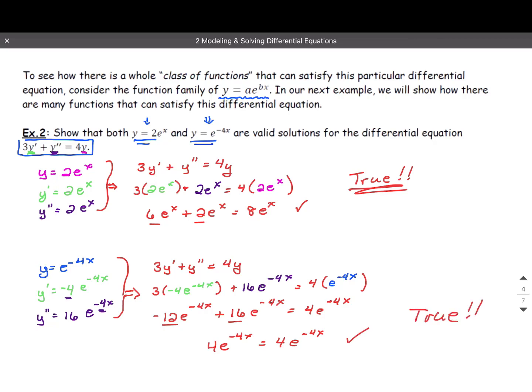This is a solution. So if you're asked to verify, all you have to do is find the correct number of derivatives that you need for your differential equation and substitute. It's just like checking when you solved an equation in algebra.